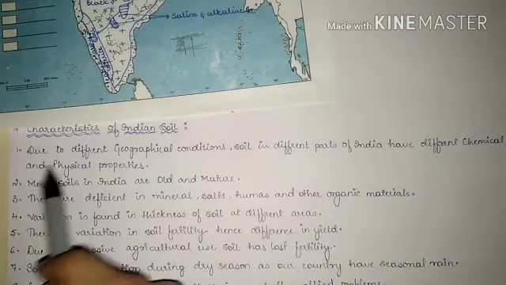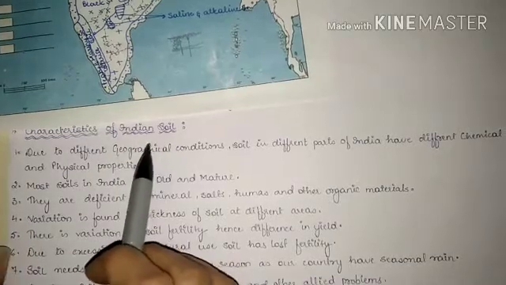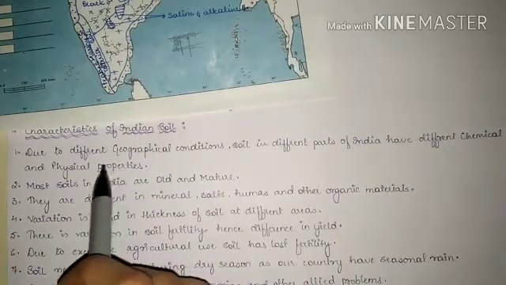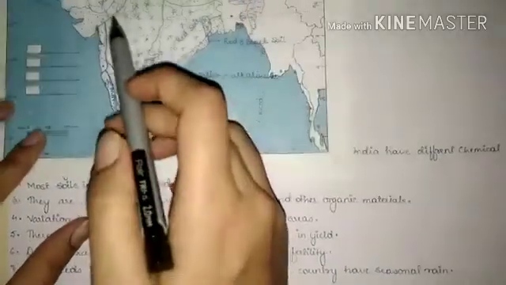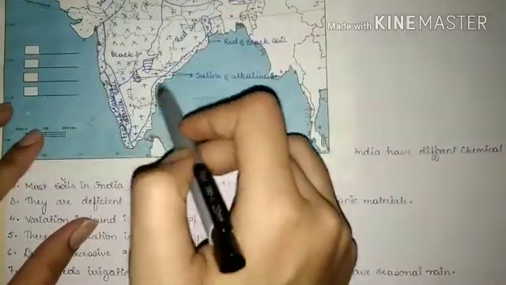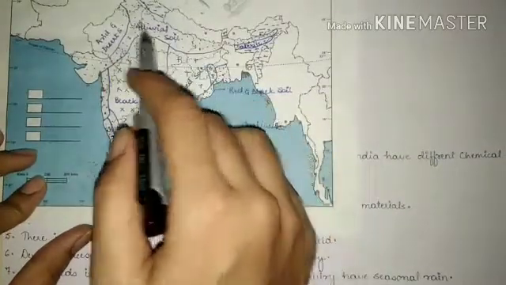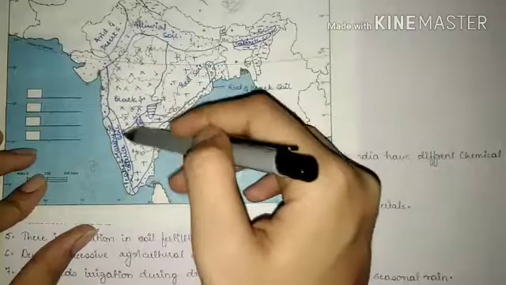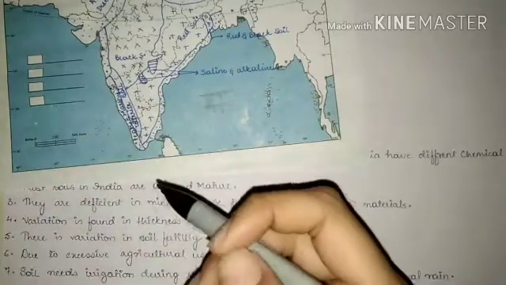Now most of the soil in India is old and mature. What does this mean? See, the soil of the Peninsular Plateau, if we see here, is not replenished by rivers, unlike the alluvial soil. So most of the soil that we have in India is old and mature, and not replenished by rivers.